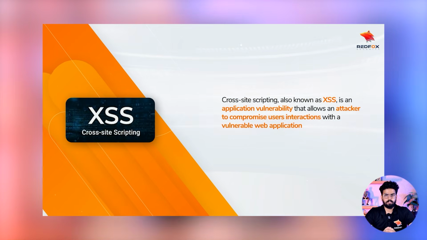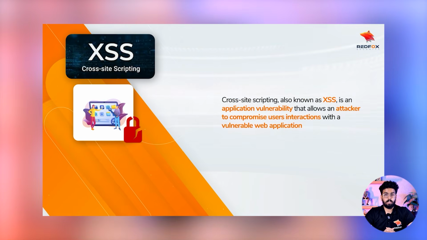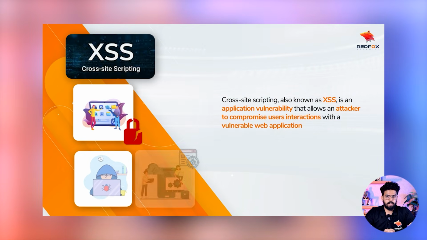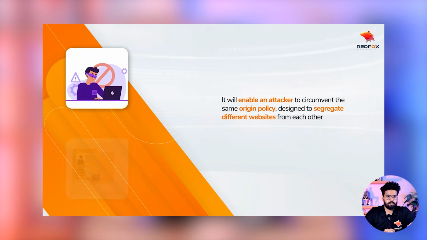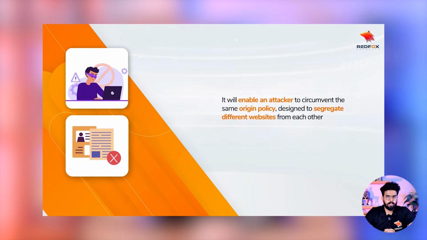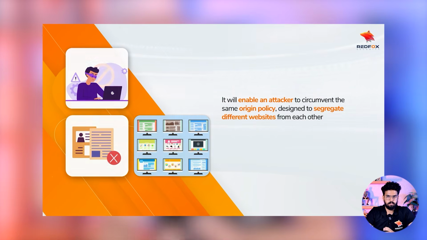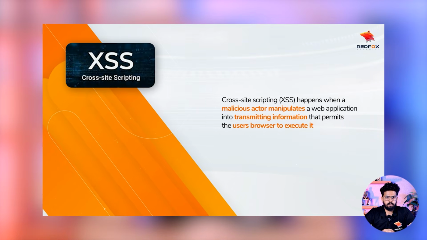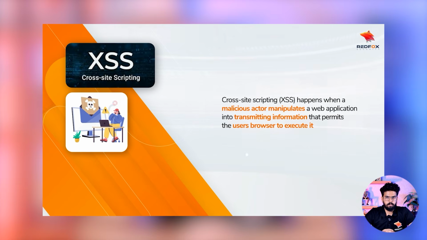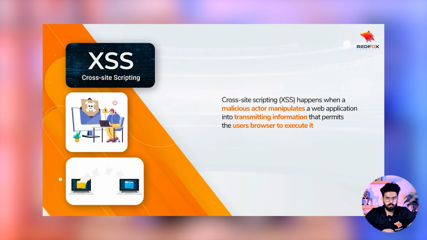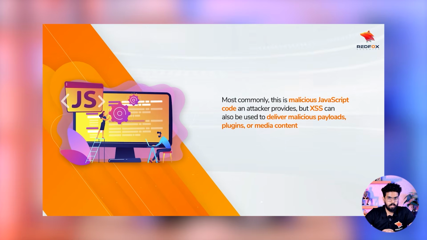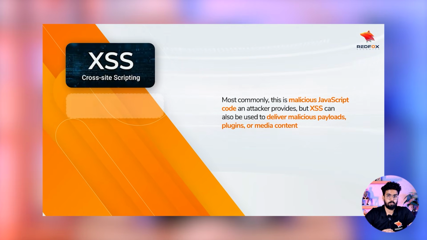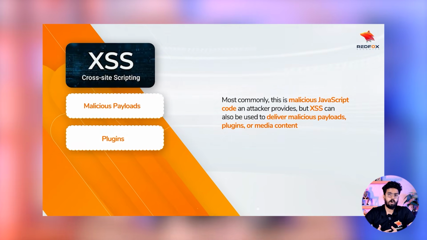What is cross-site scripting (XSS)? Cross-site scripting, also known as XSS, is an application vulnerability that allows an attacker to compromise users' interactions with a vulnerable web application. It will enable an attacker to circumvent the same origin policy designed to segregate different websites from each other. Cross-site scripting happens when a malicious actor manipulates a web application into transmitting information that permits the user's browser to execute it. Most commonly, this is malicious JavaScript code an attacker provides, but XSS can also be used to deliver malicious payloads, plugins, or media content.